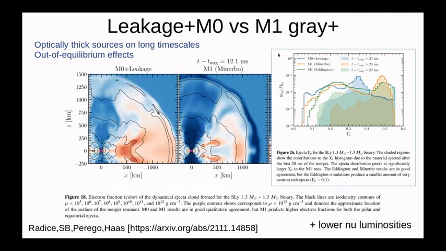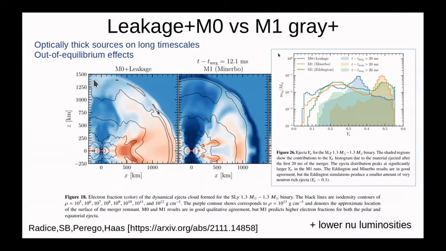And comparing with our previous scheme, we find quantitative differences. In particular, what we see is that there is a neutrino radiation that is more intense along the rotational axis. This is expected because there's less baryon there. Interestingly, with respect to the leakage scheme, we find larger electron fraction in all directions, both on the equatorial and the polar axis.